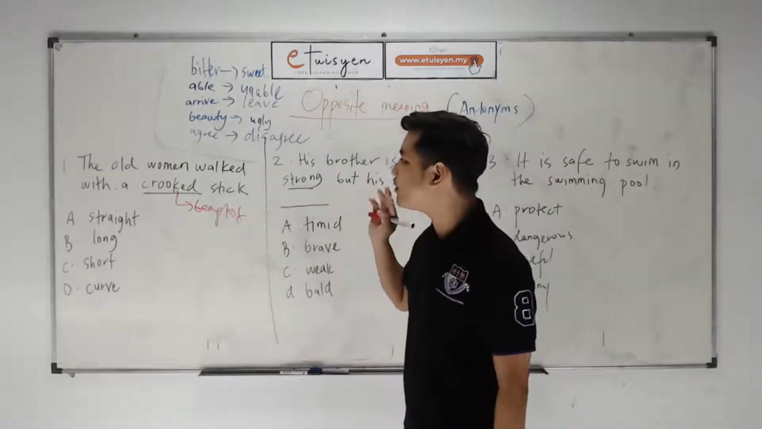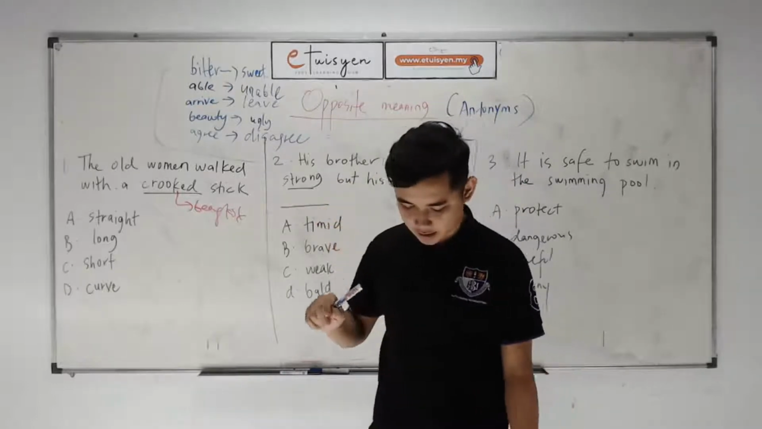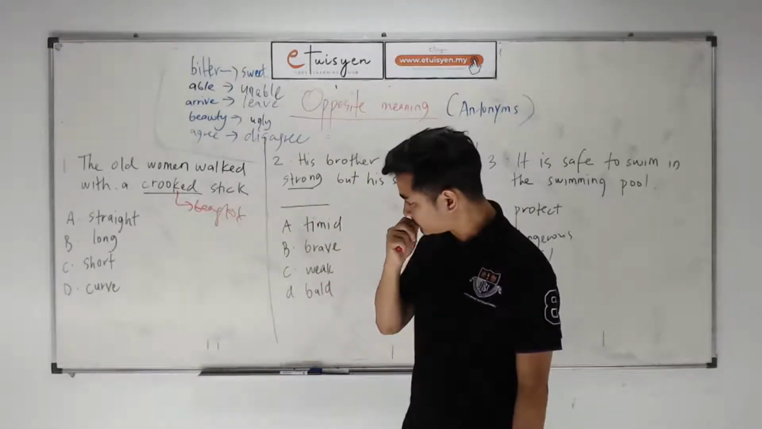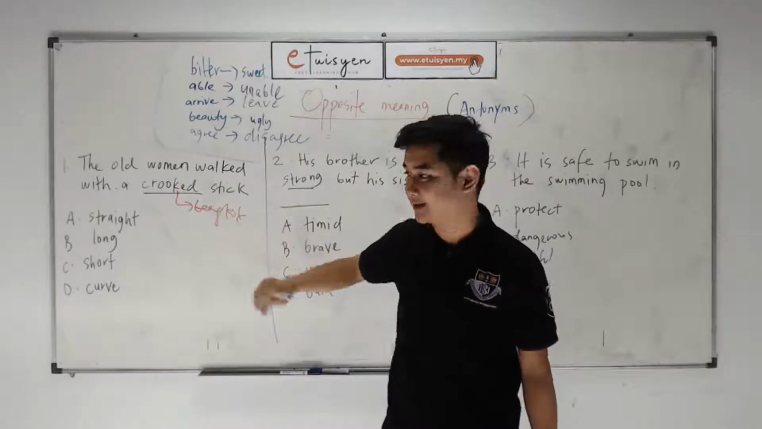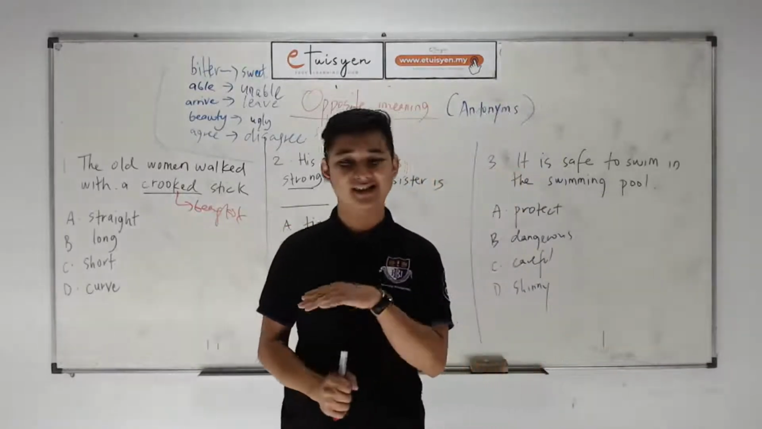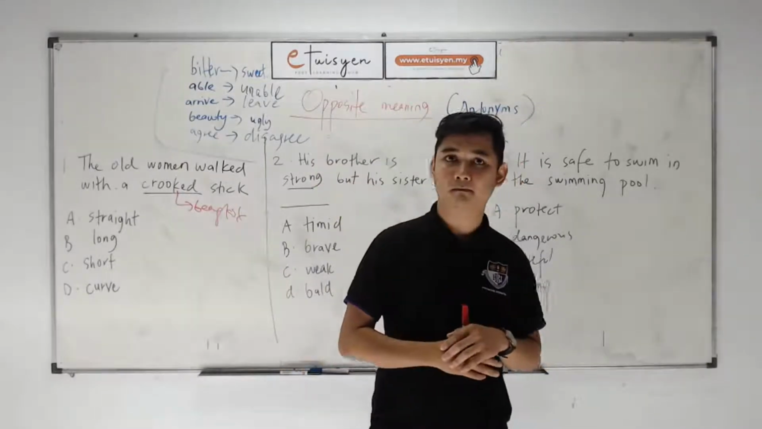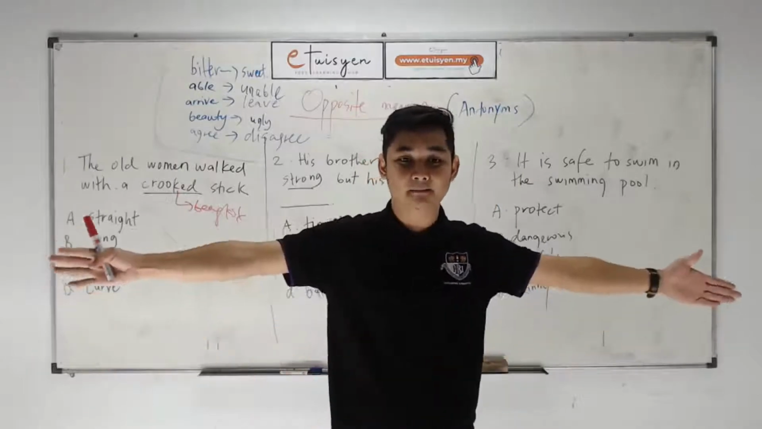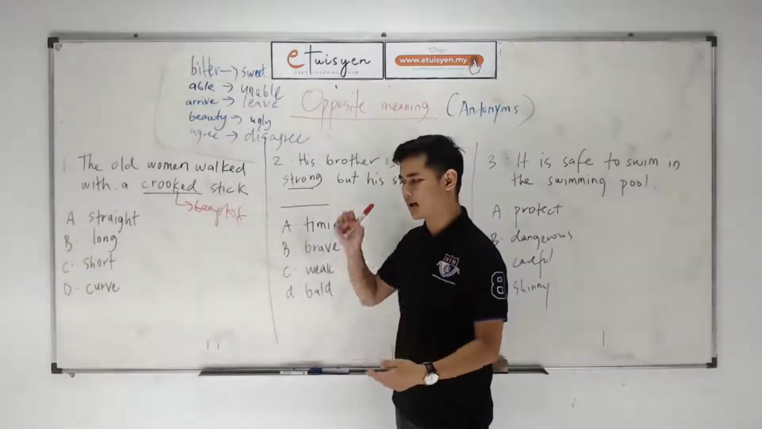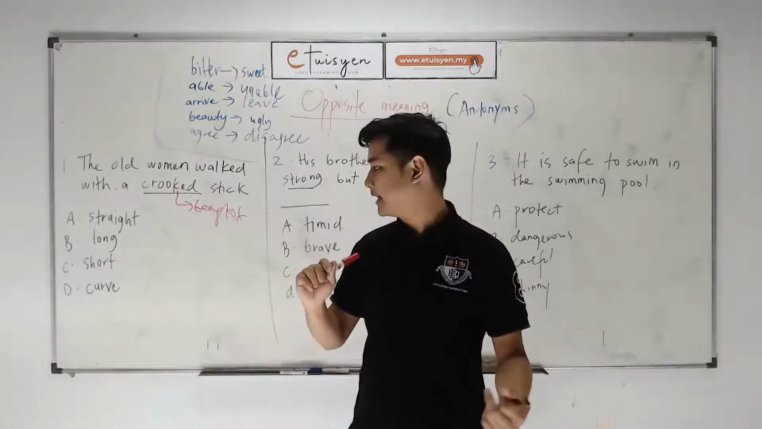Okay, the old woman walk with a crooked stick. Crooked stick. A, we have straight. B, long. C, short. D, curve. What is your answer? Okay, kita ada straight. Straight maksudnya lurus. Long, salah. Straight, lurus. Okay, for sure straight. Long, panjang, short and curve.